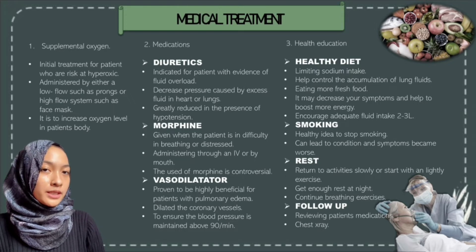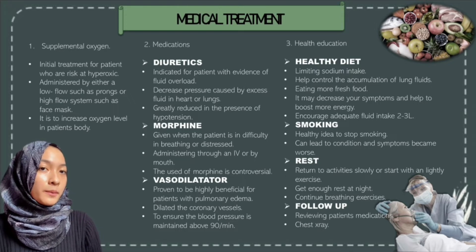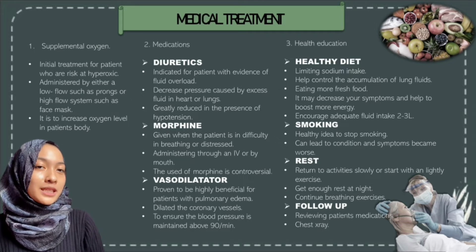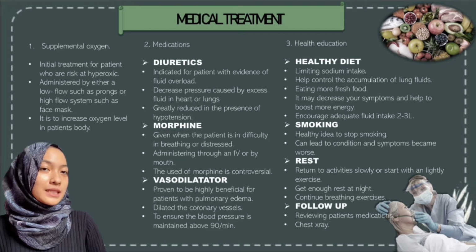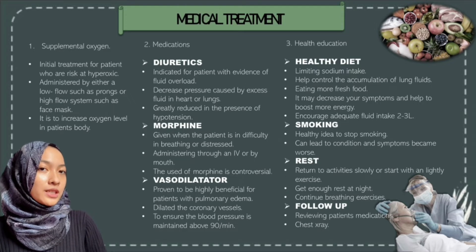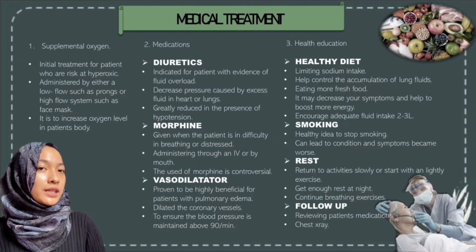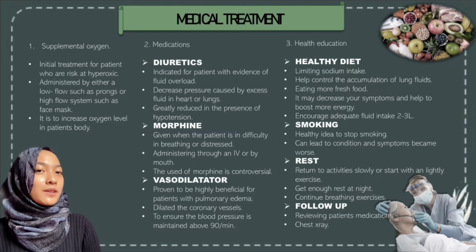Diuretic effectiveness is greatly reduced in the presence of hypotension and when patients have been taking oral diuretics for a long time. The second medication that is commonly used is morphine. It is to relieve the patient's difficulty in breathing and anxiety. It is administered through an IV or by mouth. The use of morphine is not convergent and should not be given to patients with acute decompensated heart failure.